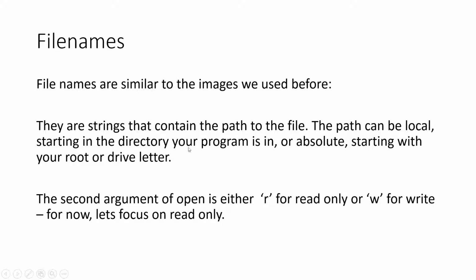Now, file names are similar to the images we used in section 3. They are strings that contain the path to the file. The path can be local, which starts in the directory your program is in, or absolute, starting with the root or drive letter on your computer. So if you're on a Windows machine, for example, this will start with most commonly the C drive and then a path to the file.